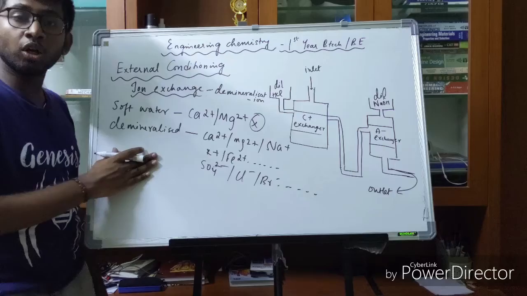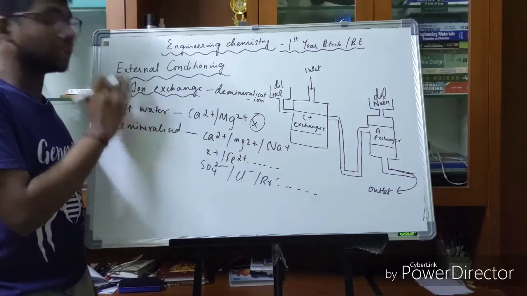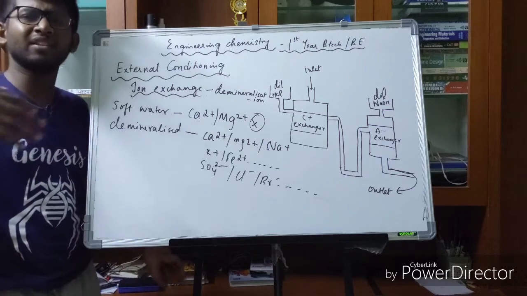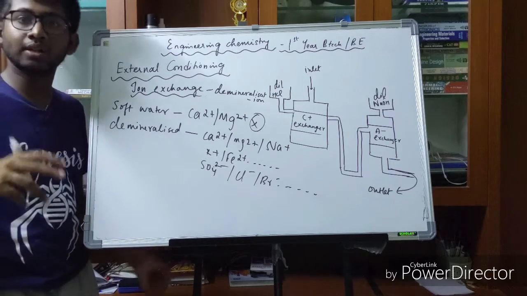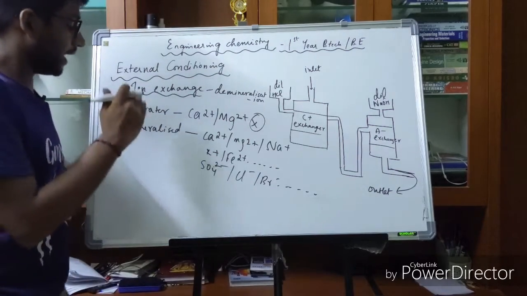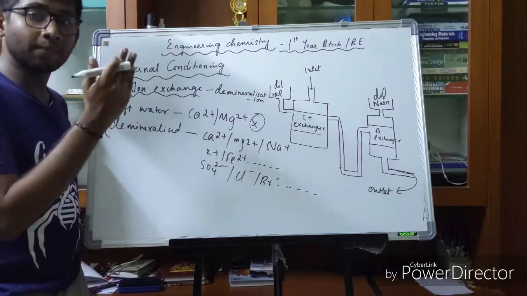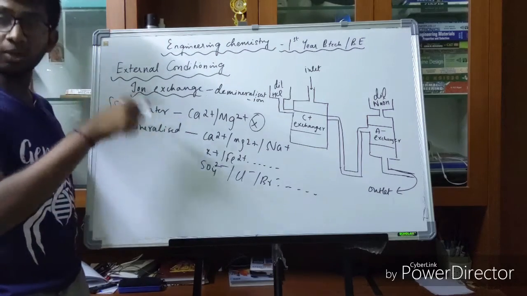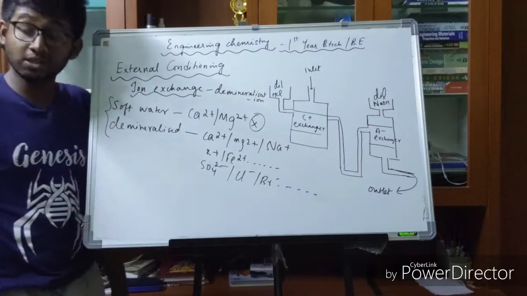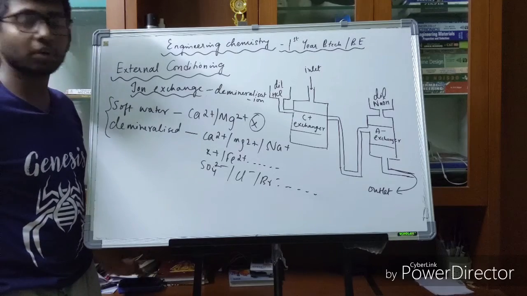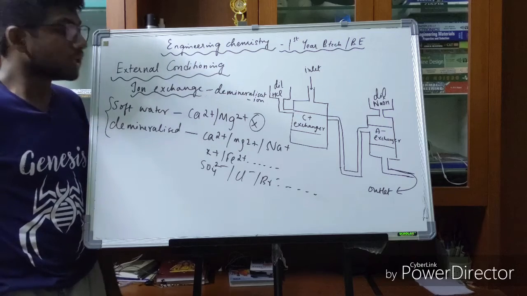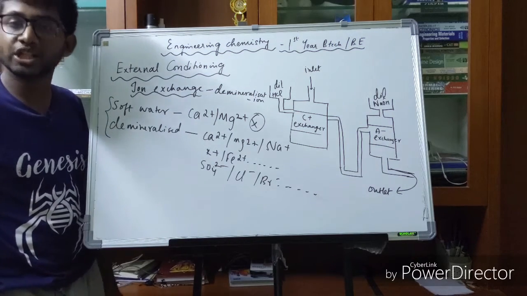So demineralized water is soft water, but soft water is not demineralized water. You have learned a lot of such statements in your lower classes. Here is another statement: demineralized water can be called soft water, but soft water cannot be called demineralized water. You know why. Soft water just has calcium and magnesium removed, but demineralized water will not have any cation or any anion. All the minerals are completely washed off. This is the main aim of the ion exchange process.